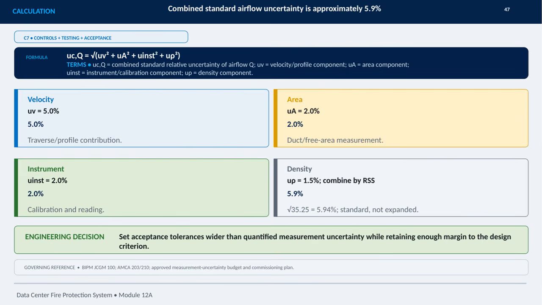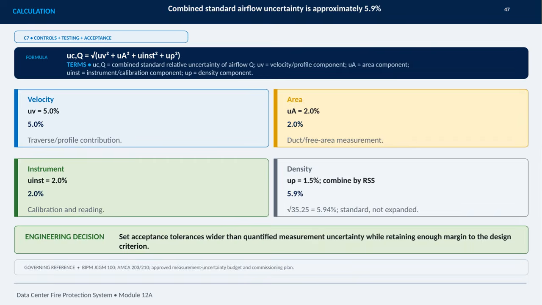The engineering implication is important. Acceptance tolerances should be wider than the quantified measurement uncertainty, while still maintaining enough margin to the design criterion. In other words, a pass or fail decision should not be based on a difference smaller than the uncertainty of the measurement itself. This approach follows the approved uncertainty budget and commissioning plan, with reference to BIPM JCGM 100 and AMCA 203 and 210.